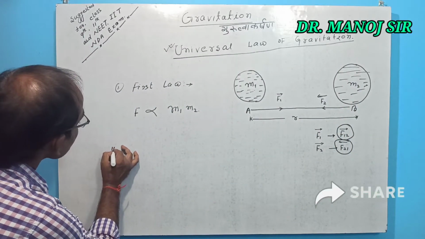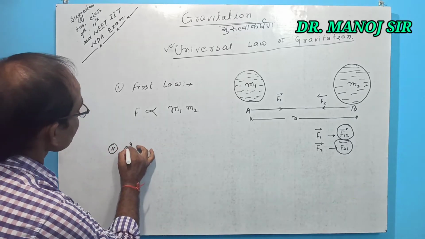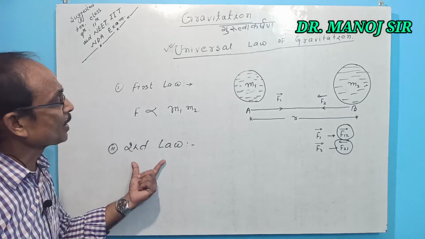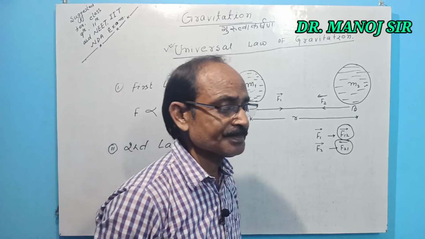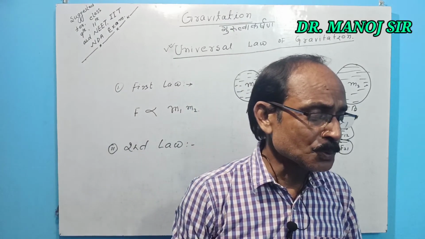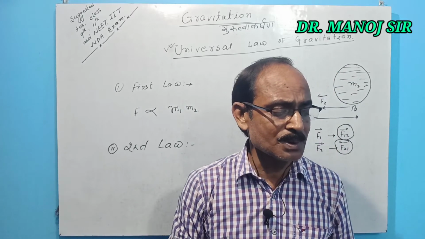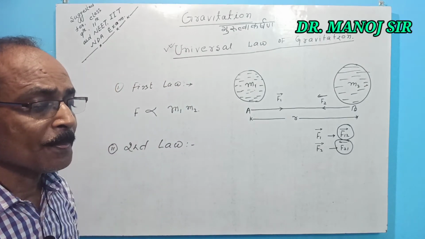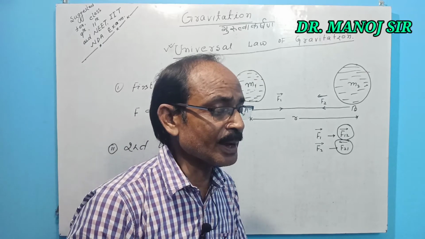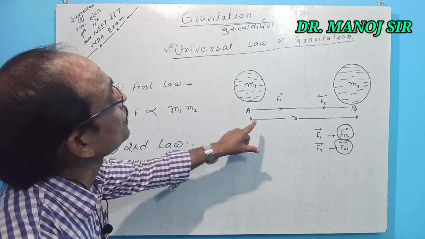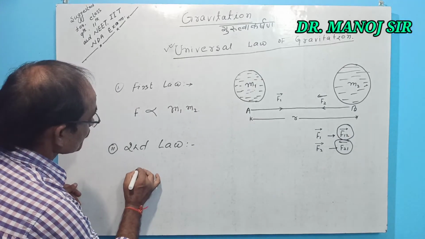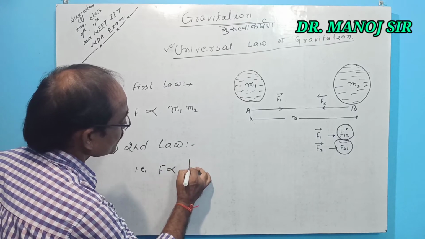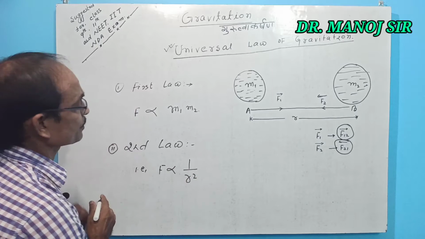The second law states that the force between two bodies is inversely proportional to the square of the distance between them, that is, F varies as 1 upon R square.